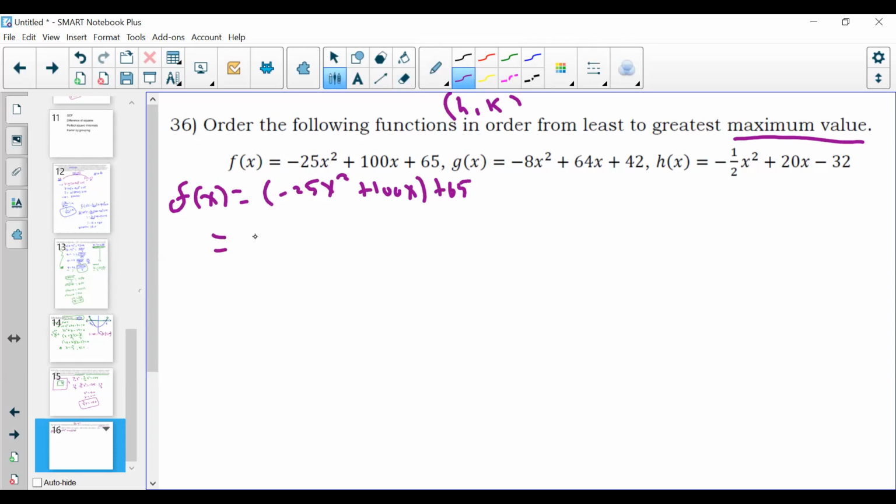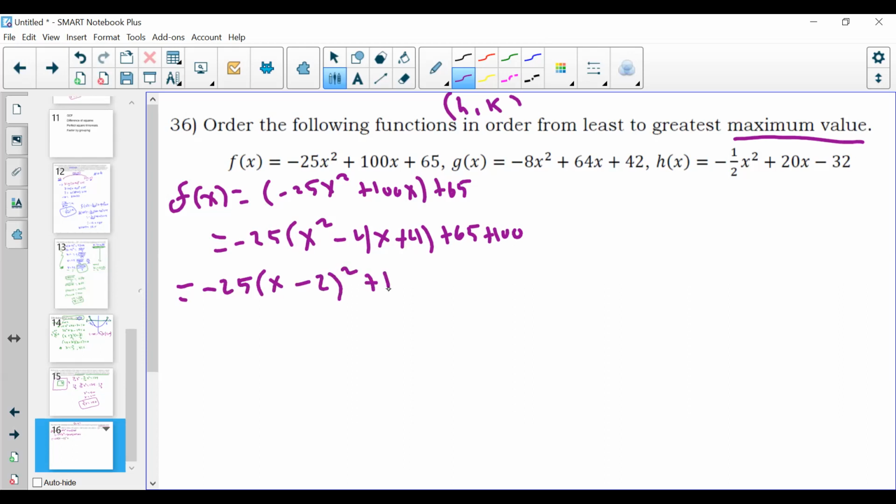Then we'll complete the square. So factor out a -25. We have -25 times x squared minus 4x, plus 4, which is 4 divided by 2 squared. So 4 times -25, we have 65 here. So we really added -100, so we're going to add 100 here. When you factor this out, we have -25 times (x minus 2) squared plus 165. So the max value here for f of x is 165.